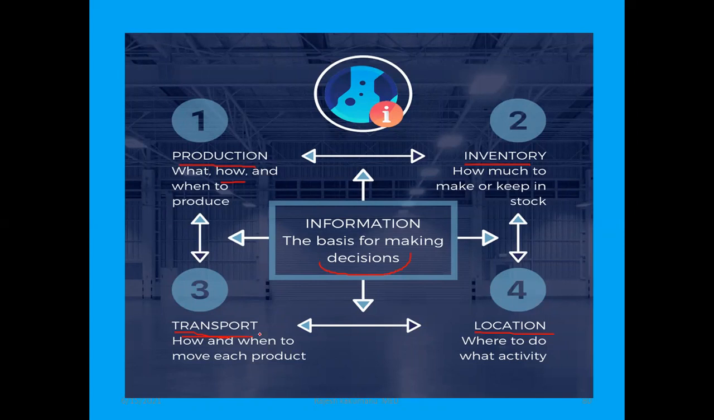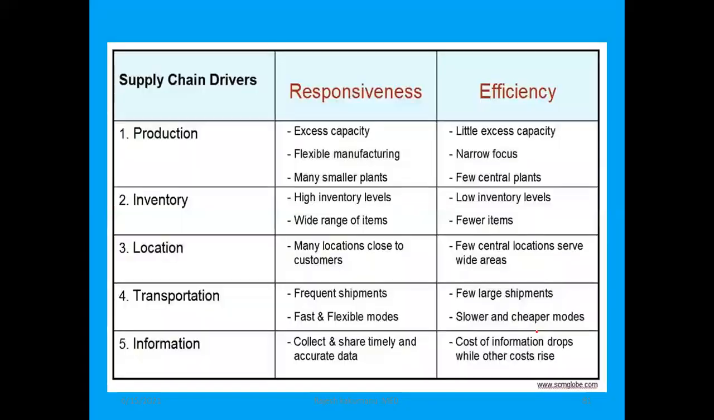Next, the fourth one is location. What is the meaning of location here? The place means where to do and what activity. Where to do and what activity to do. Location means the place where you do it. So all these are the drivers of this information system.